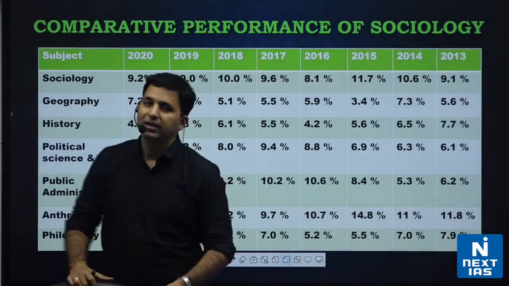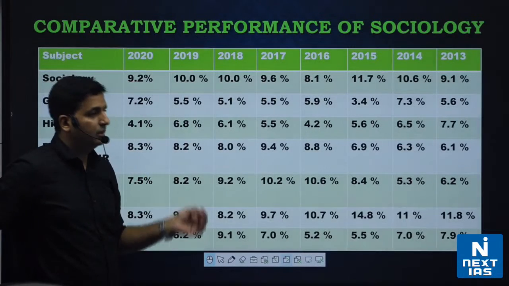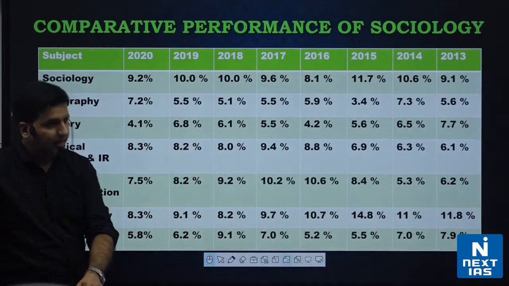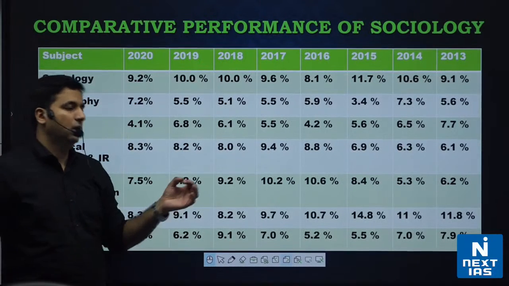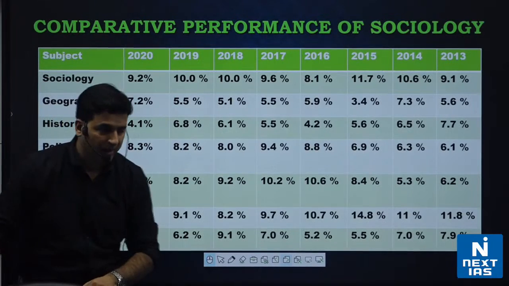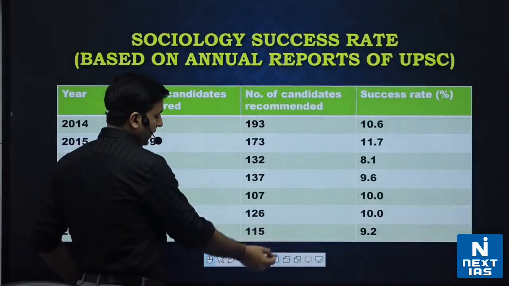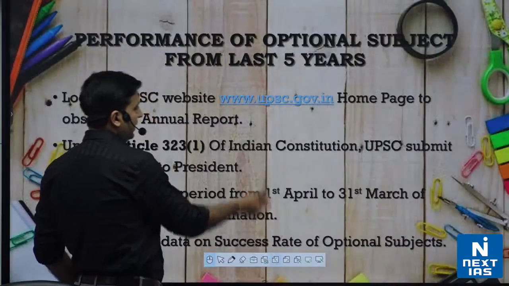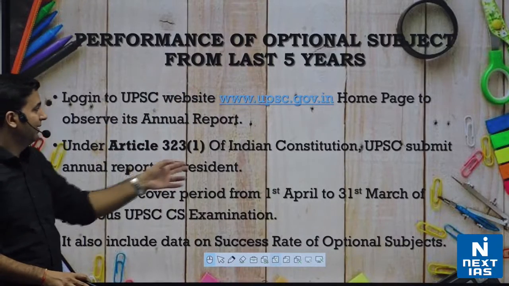So if you see the UPSC data, UPSC publishes an annual report every year. In polity, you will read that all constitutional bodies make an annual report and submit it to the President. UPSC is a constitutional body, it also does the same. You can download this report from Google and the UPSC website itself. Just type UPSC annual report and you will get all the details.